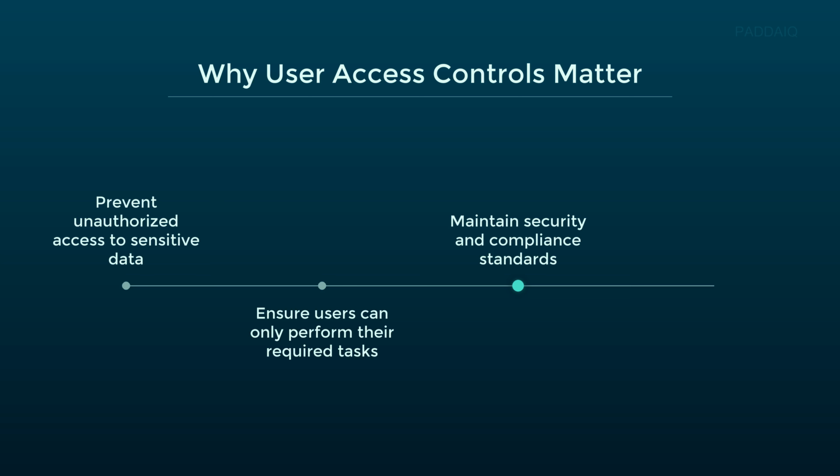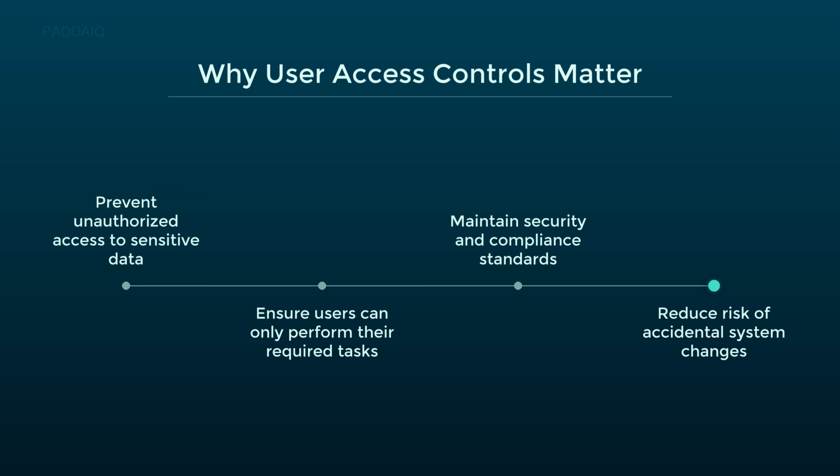Maintain security and compliance standards. This means ensuring only authorized users can access specific data and functions, following legal and company rules. For example, in HR systems, only payroll staff should view salary details to protect employee privacy. Proper controls prevent unauthorized access and help avoid costly violations.